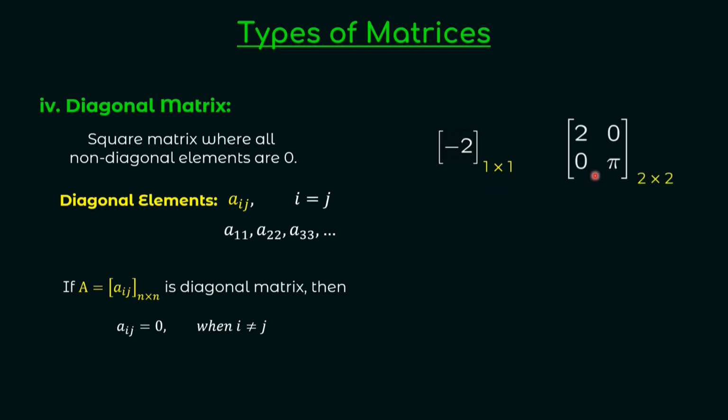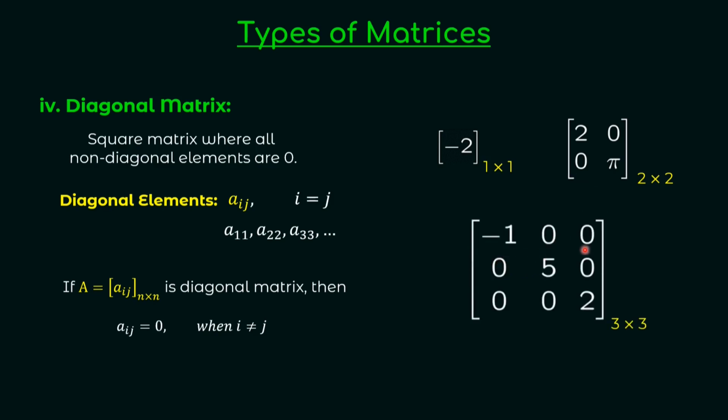And then [2, 0; 0, pi]. Now here there are two diagonal elements, right? The first row first element, which is 2, and second row second element. And all the remaining elements are 0. So all the non-diagonal elements are 0. It is a diagonal matrix.